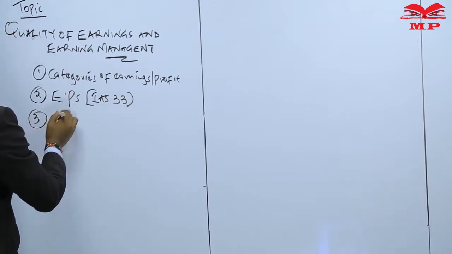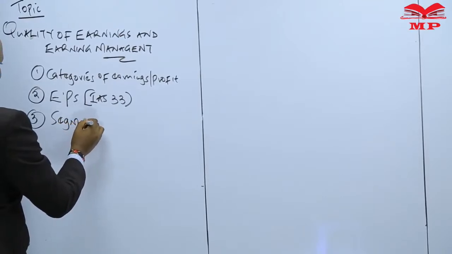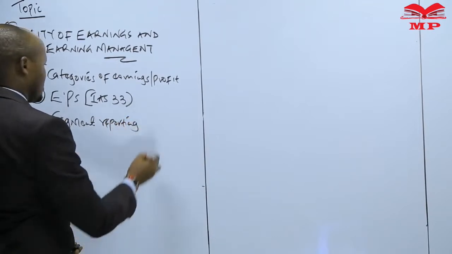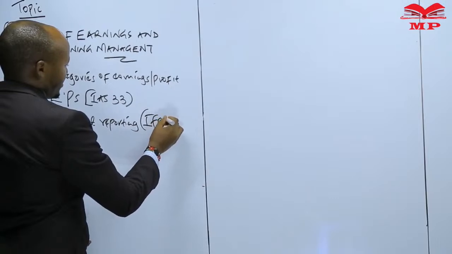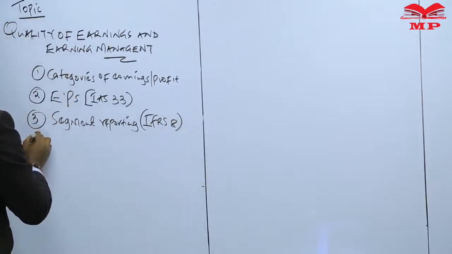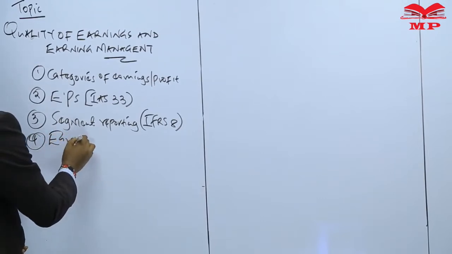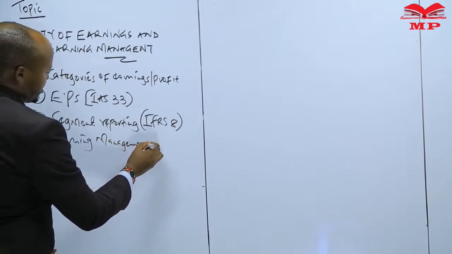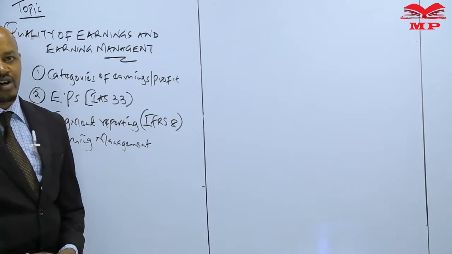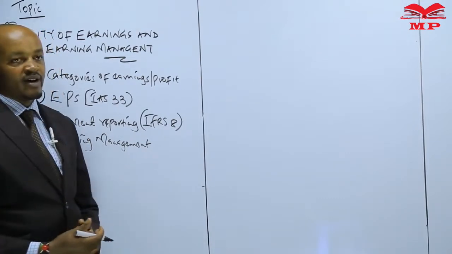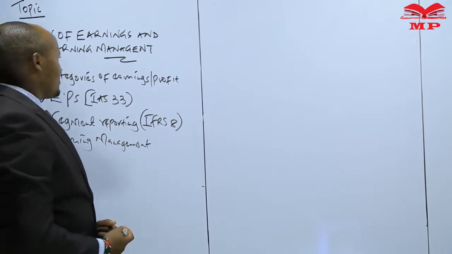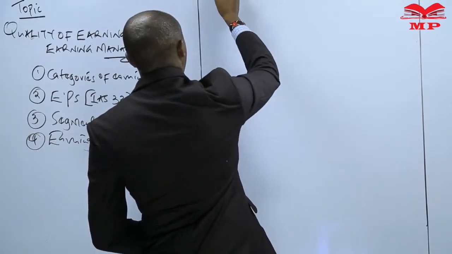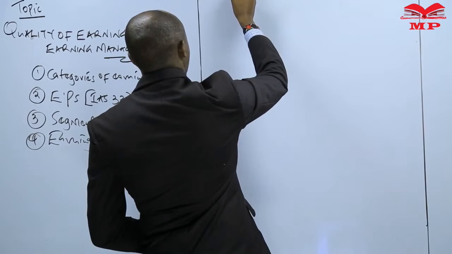We're also going to look at the other topic of segmental reporting, or what is known as operating segments, and this is governed by IFRS 8. And then finally, we're also going to look at the last subtopic to do with earnings management. So those are basically the 4 subtopics which we're going to cover in that topic of the quality of earnings and earnings management. We start with the first subtopic, the categories of earnings.